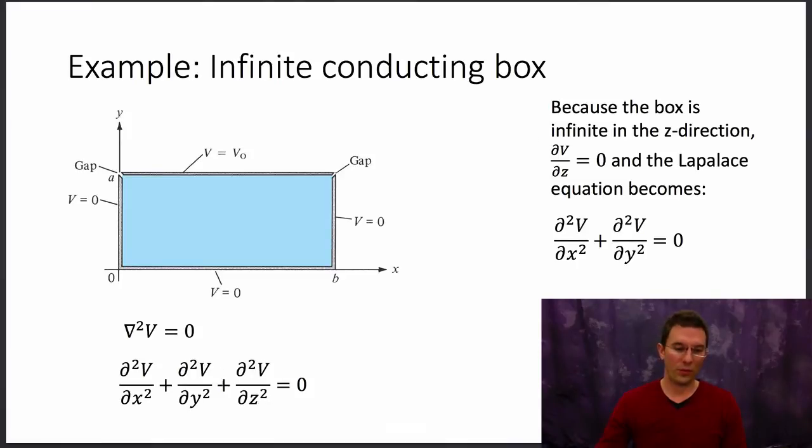And so therefore this term in the Laplacian falls out, and we just have this equation that we need to solve. The second partial with respect to x plus the second partial with respect to y of the potential is equal to 0. So this is the equation that we need to solve.